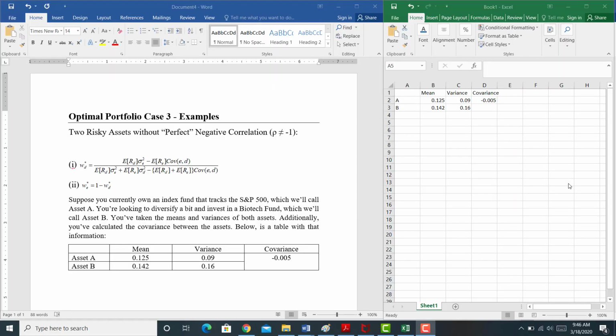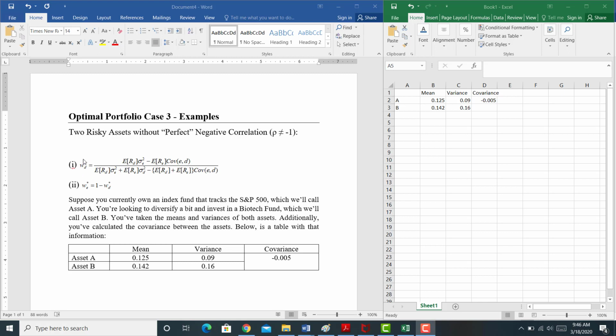Okay, we're back. This is the first of two examples that we'll work that looks at finding the optimal weights, or an optimal portfolio, made up of two risky assets without perfect negative correlation. All right, so in the previous video, we derived what the optimal weights will look like.